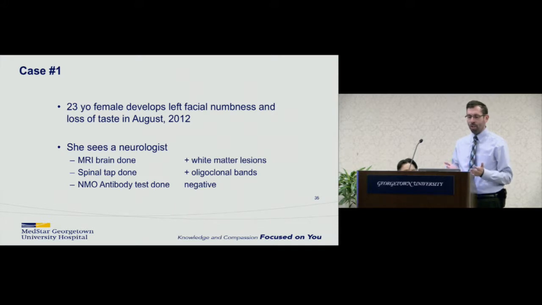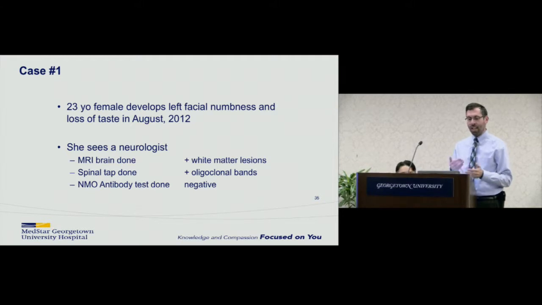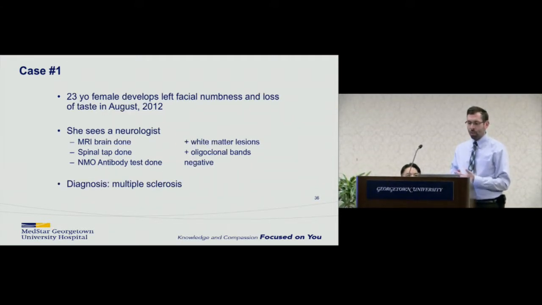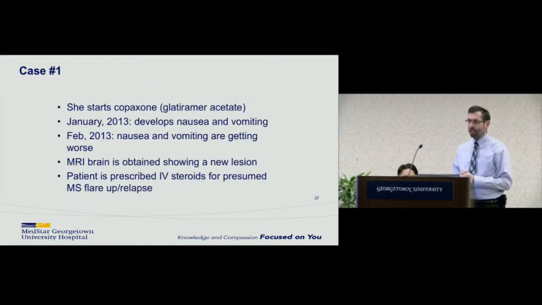And the white matter lesions were seen on the MRI, suggesting that she had multiple sclerosis. The spinal tap came back showing something called oligoclonal bands, which again suggests that she has multiple sclerosis. And the antibody test came back negative. So she was diagnosed with multiple sclerosis, and then she was started on Copaxone. And Copaxone is one of the drugs that we have available for treating MS.